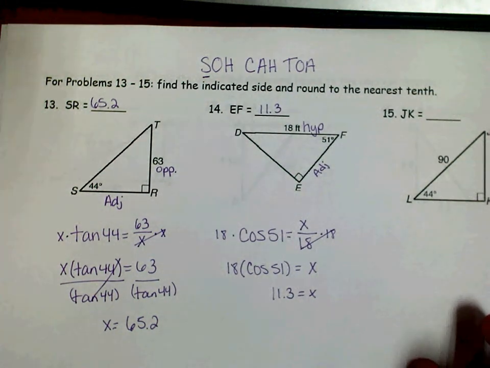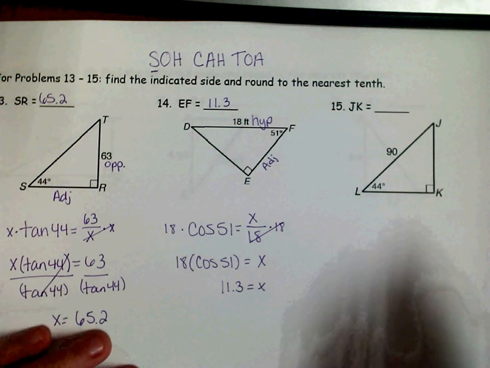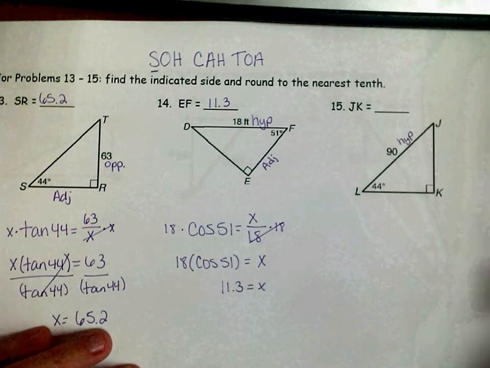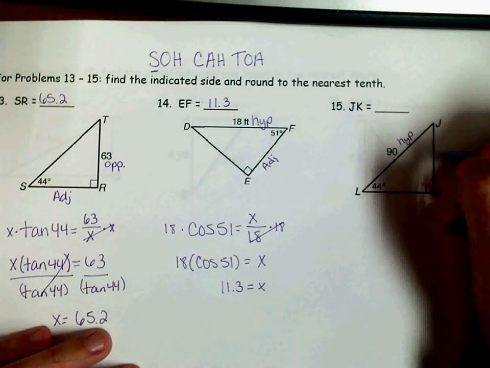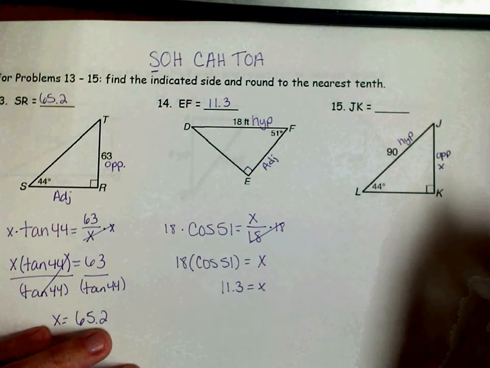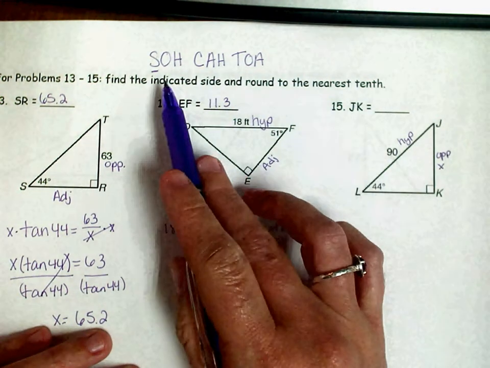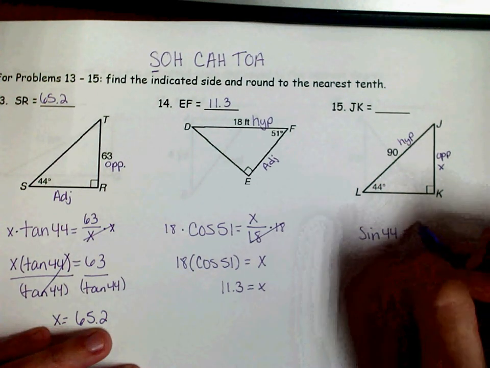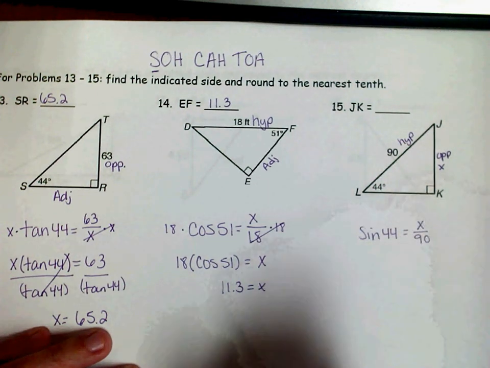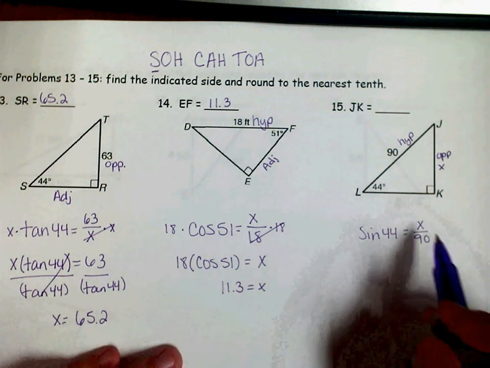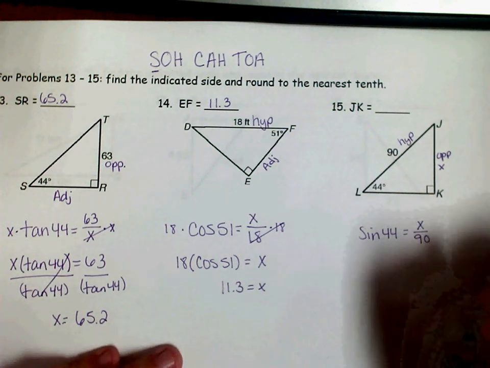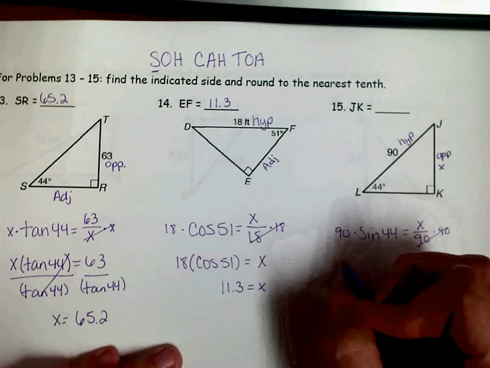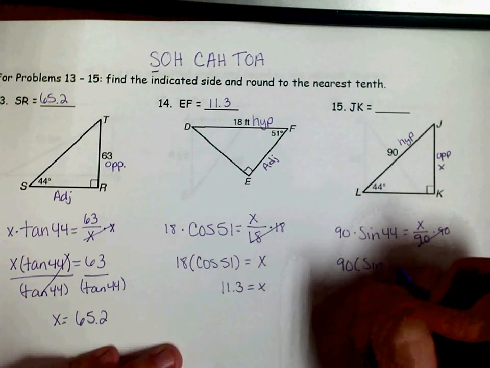Okay, and then the last one, your reference angle is L. The side that you're given is your hypotenuse, and you're trying to find JK, which is the opposite. So opposite and hypotenuse is sine. So we're going to say the sine of 44 is equal to x over 90. Again, x is in the numerator, so you multiply these, or you can go through and multiply both sides by the denominator to get rid of it. So it's 90 times the sine of 44.